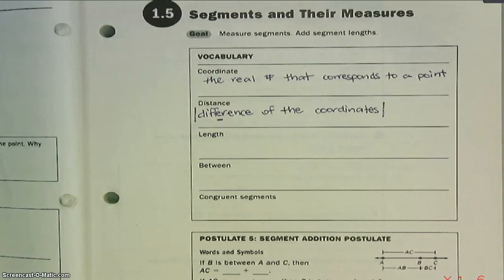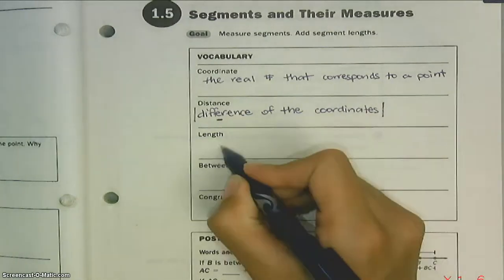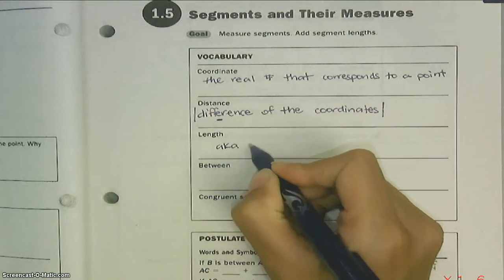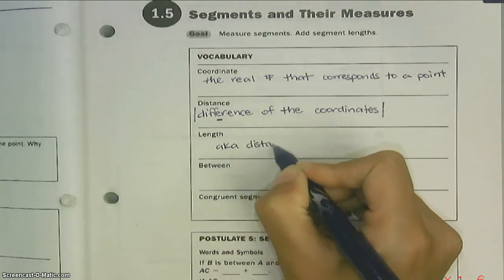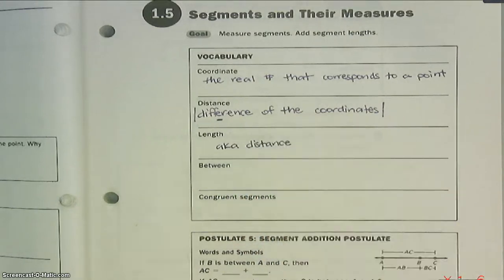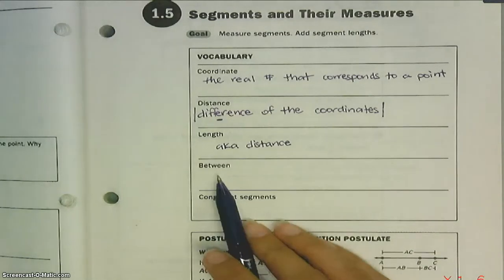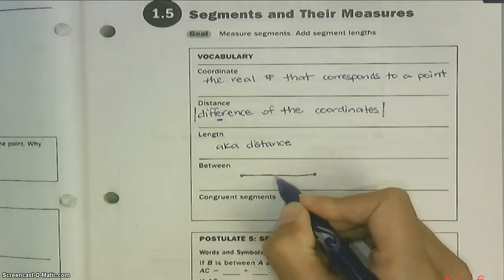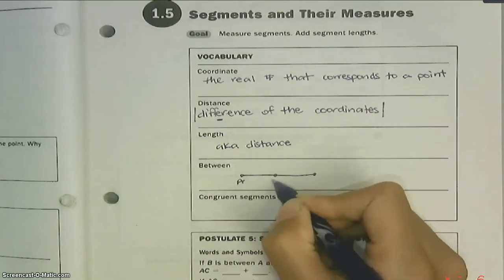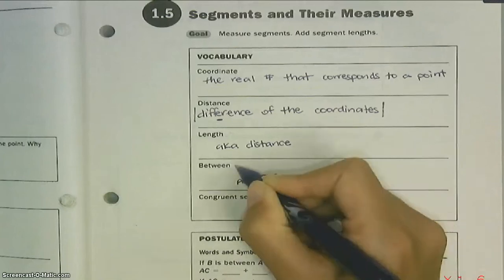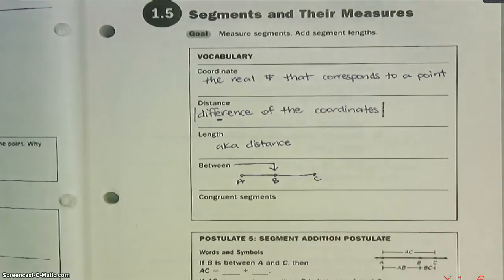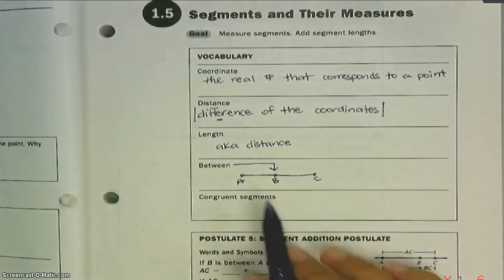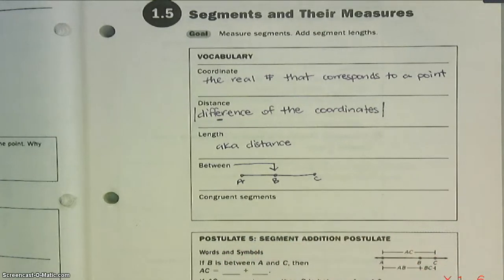Length is another word for distance, also known as distance. You've heard all these words before. And we're going to review how you differentiate that from a segment in a moment. Between, all right, I'm just going to draw you a picture. A, B, and C. B is between A and C. Notice that it's a straight segment, though. It has to be straight.